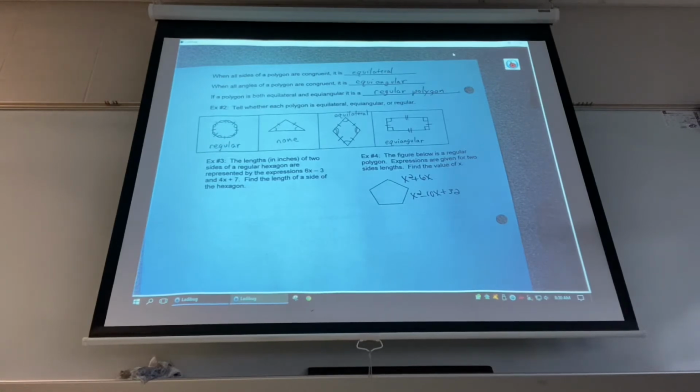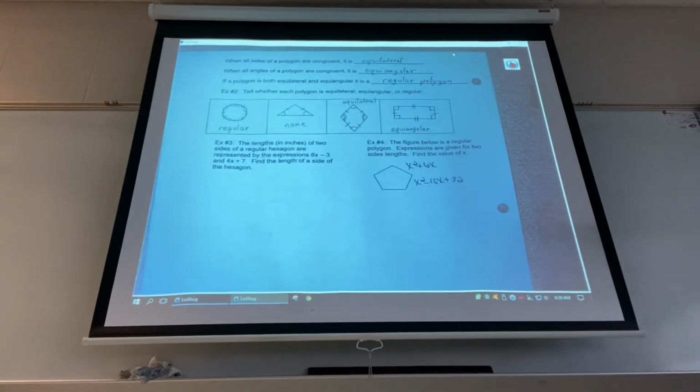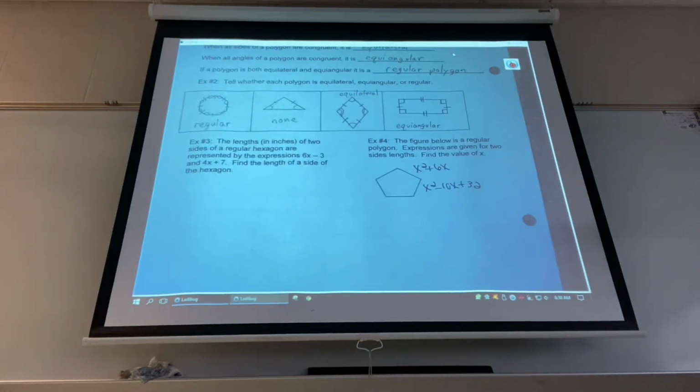Okay, well, example three says the lengths in inches of two sides of a regular hexagon are represented by the expression 6x minus 3 and 4x plus 7. Find the length of a side of the hexagon. You guys want to just try this out? Just take a moment, try it out. If you're unsure, draw a picture. How many sides will your picture have? Six. Hexagon, you got it, six. But yeah, try it out.